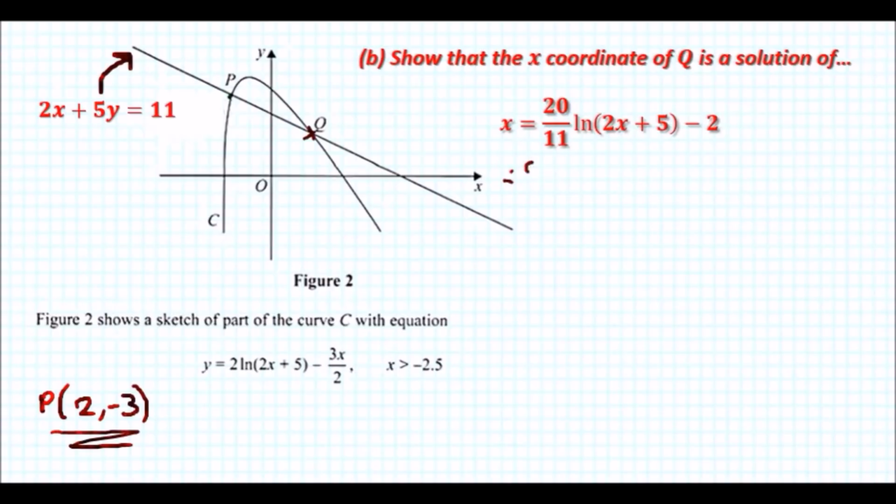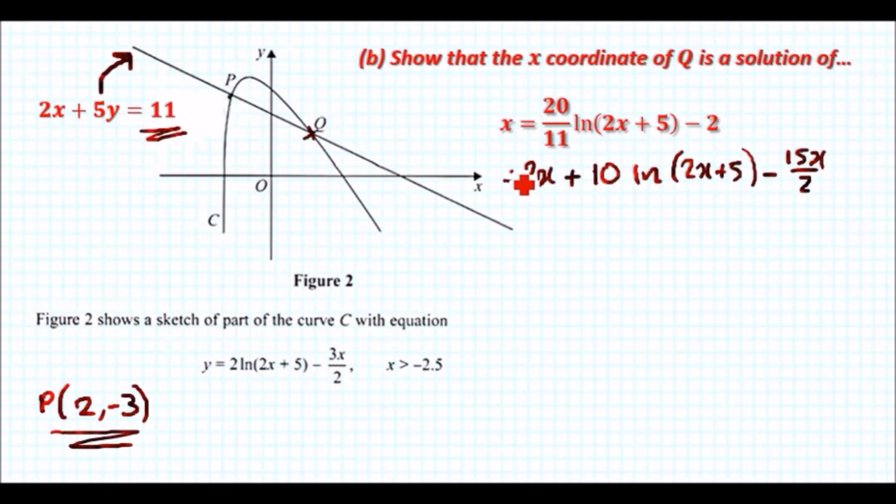Let's simplify that all out. So we get 2x plus, now multiplying this by 5, we get 10 log bracket 2x plus 5 minus 15x over 2, and all of this equals the right hand side, which is 11. Now, trying to match everything up, I think the best way is to keep all the x terms on the left and the log x terms on the right. So let's clear the x terms.